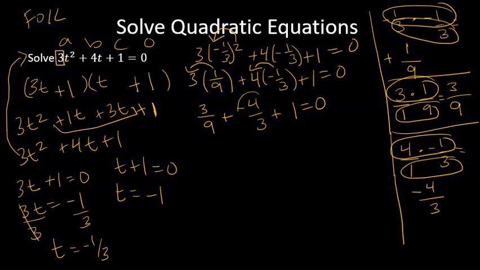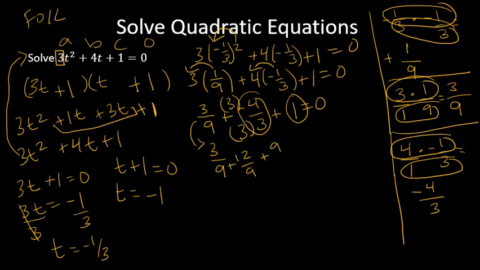So here's the thing. I have to make this and this get a 9 in the bottom. So I'm going to multiply this by 3, and whatever I do to the bottom, I have to do to the top. What does that give me? 3/9, plus 12/9. And then we have to do 9/9 for the 1. Where did I get that? What I did is 1/1 times 9/9 equals 0. Now all the bottom numbers are the same, right?